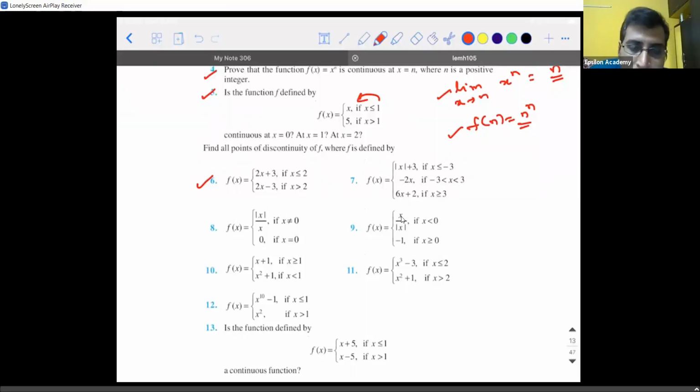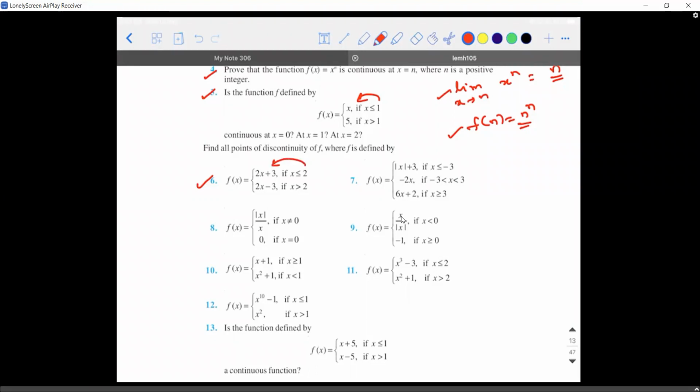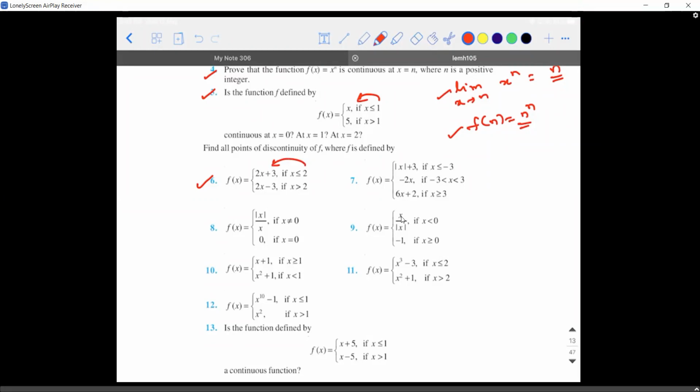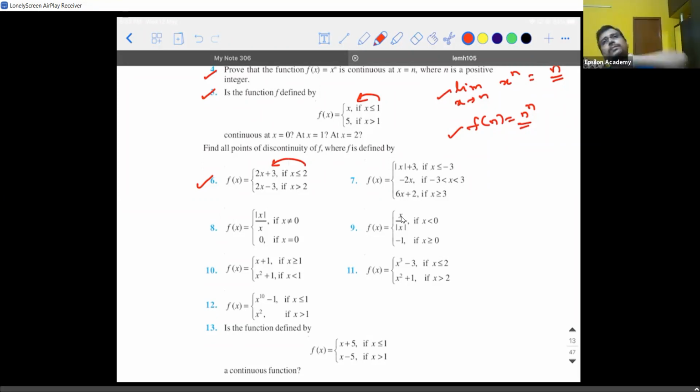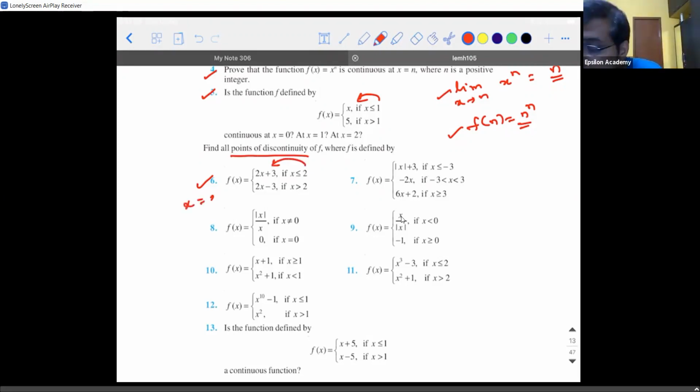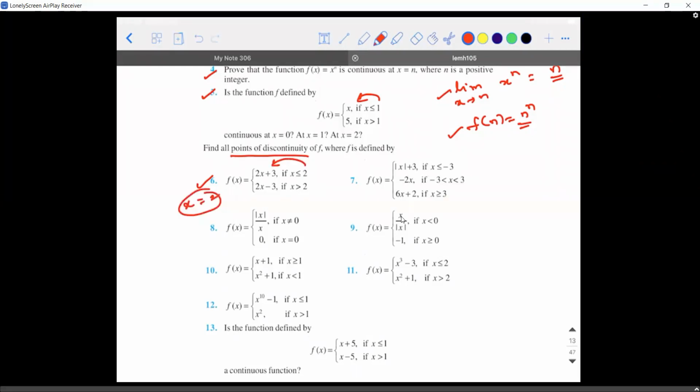Find all the points of discontinuity. If there are no points, you will write no points of discontinuity. So what are we supposed to do? Left limit, how much? Left limit is 7. Function value is 7. What about the right limit? 1. So what is the answer? It's discontinuous. They ask to find the points of discontinuity. The point of discontinuity is at x is equal to 2. That is how you report the answer.